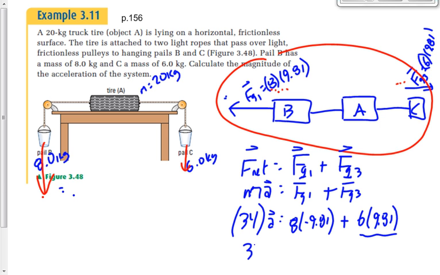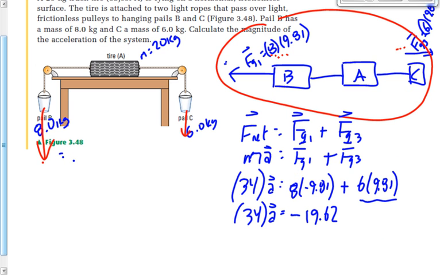That becomes, if we do the math on the right-hand side, negative 19.62. Then we're going to say A is equal to negative 19.62 divided by 34, which is, I don't know, somewhere around 0.6. 0.58. Thank you. Negative 0.58 meters per second squared. Other than that thing that I have circled in red there, this is the same problem as we've done a million of over the last week.